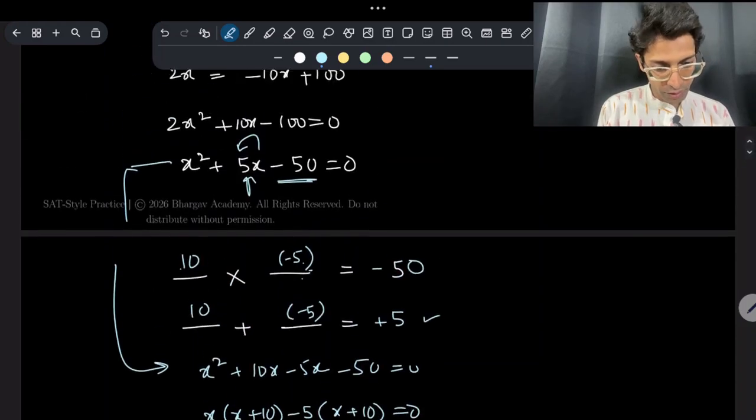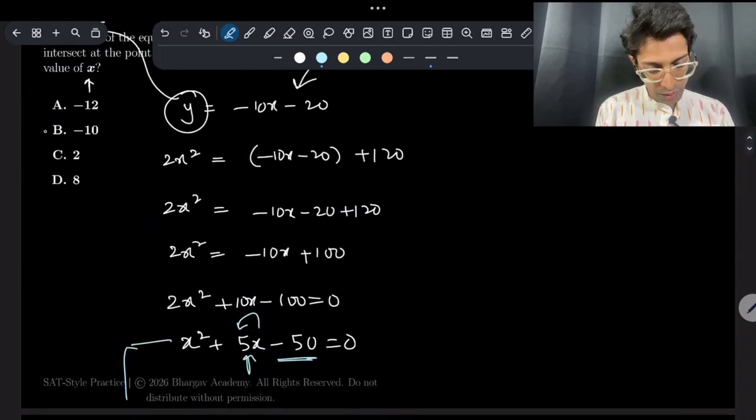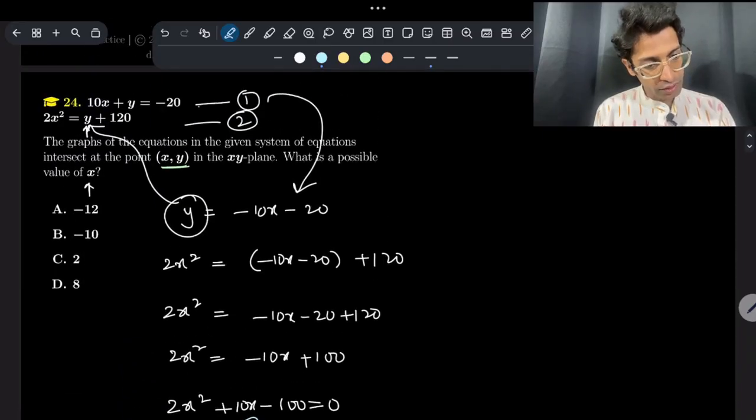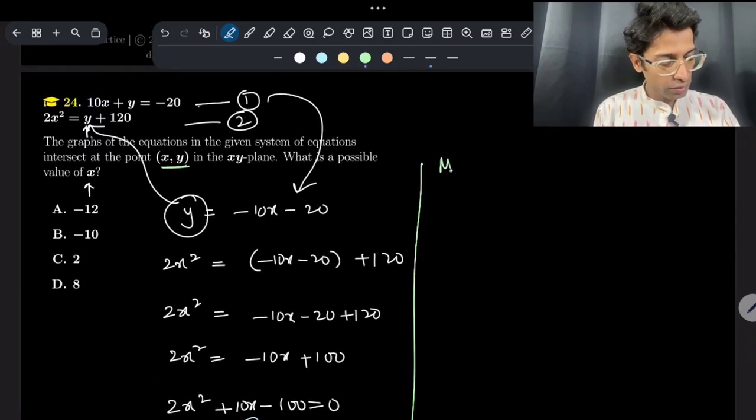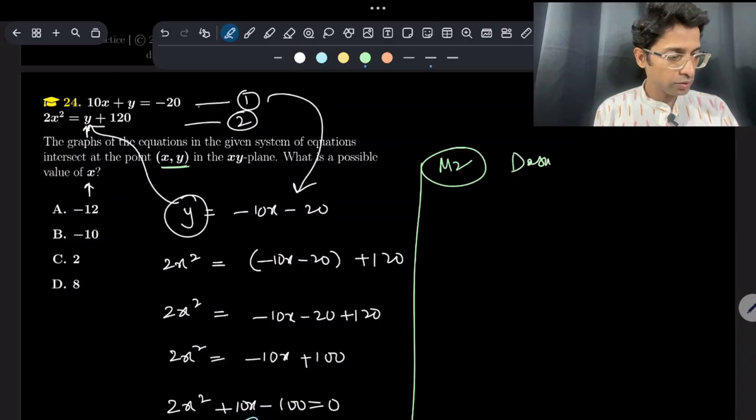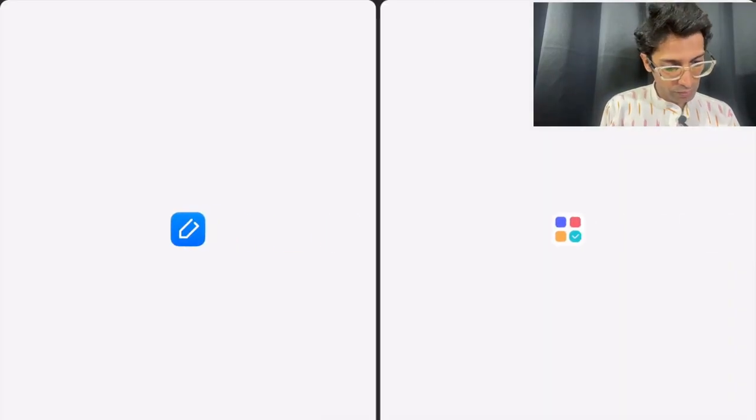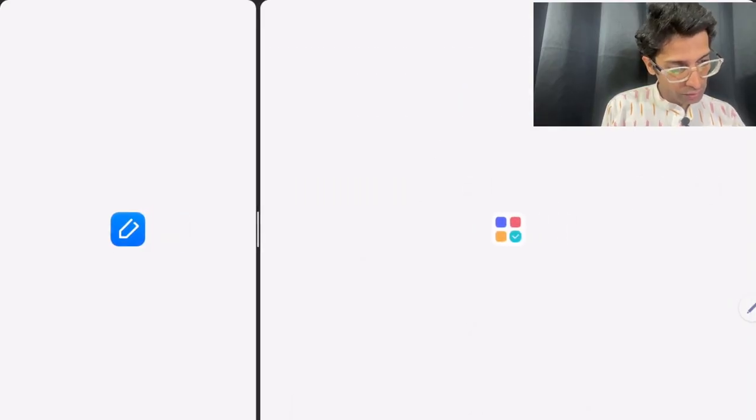Let me see if there are any. X equal to plus 5, it's not there. X equal to minus 10 is there. Okay, now let's try to do this problem in Desmos and see how fast we can solve this. Let's see what will happen in Desmos.